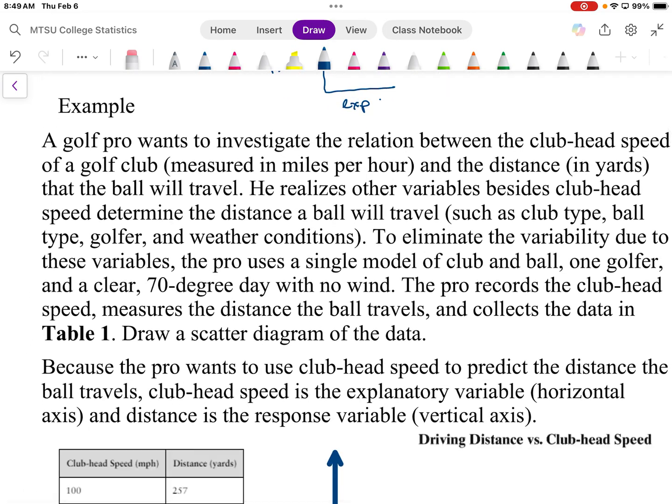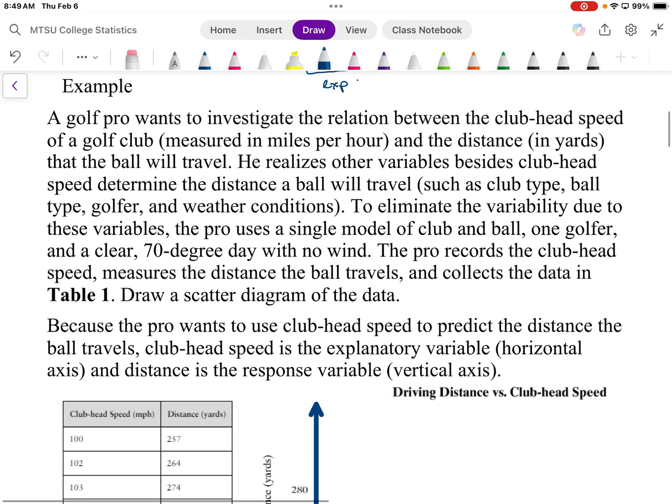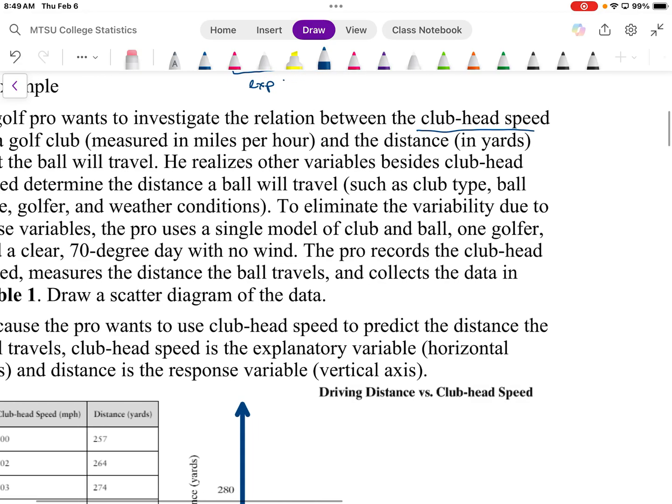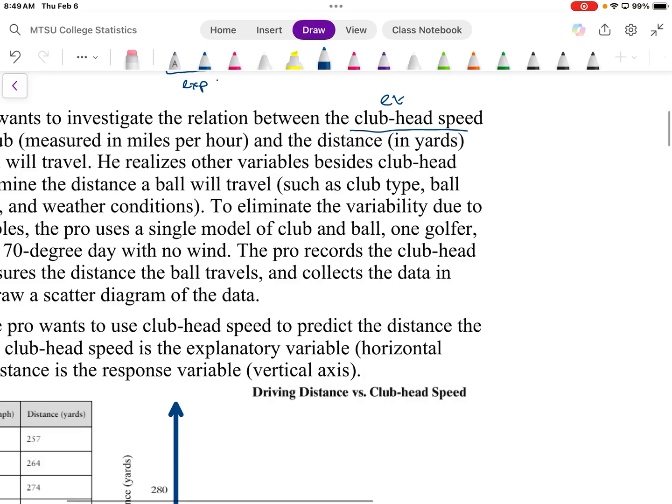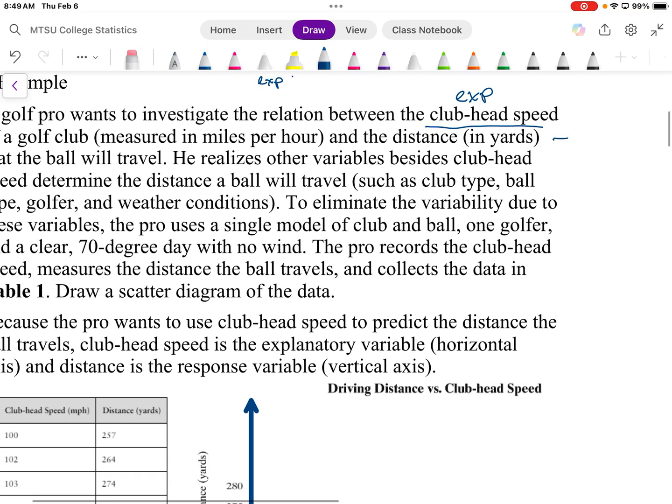So again, knowing that you know how to plot dots on a grid, in an example a golf pro wants to investigate the relationship between the club head speed of the golf club, measured in miles per hour, and the distance in yards that the ball will travel. So right there, they tell us the relationship between club head speed and the distance it travels. With that in mind, the explanatory variable is the club head speed, and the distance that it travels is my response variable.